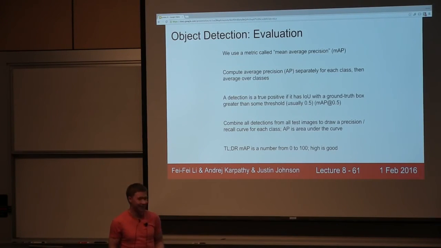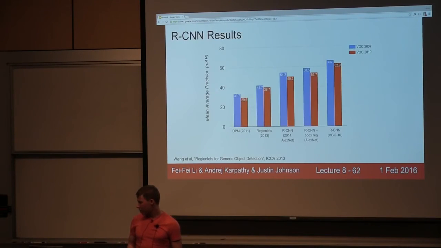The intuition is that you want true positives to get high scores, and you also want the boxes you produce to be within some threshold of the correct box. Usually that threshold is 0.5 on intersection over union, but you'll see different challenges use slightly different things. Now that we understand the data sets and the evaluation, let's see how RCNN did.